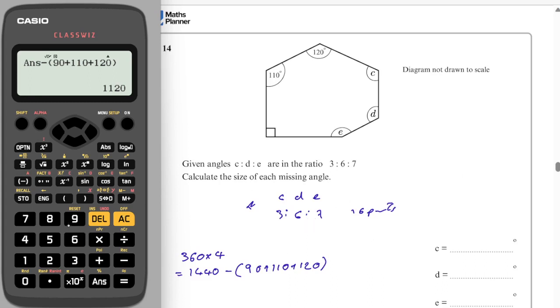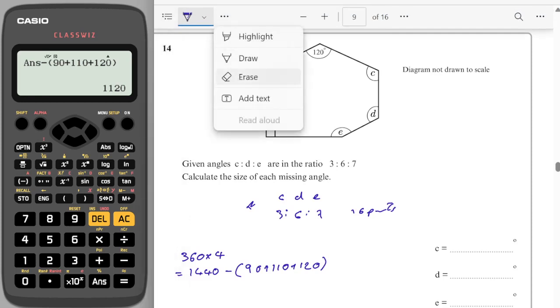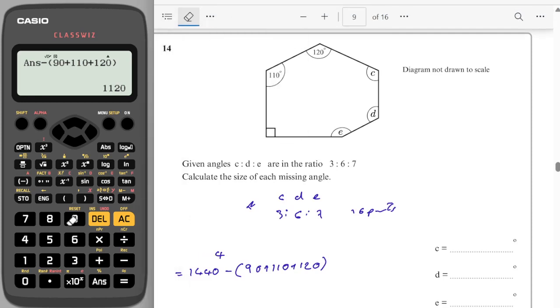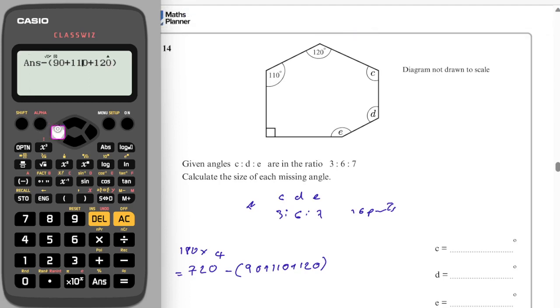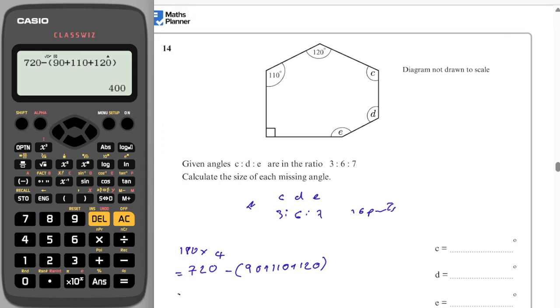So 1, 2, 3, 4, 5, 6. So I could see that I'd made a mistake. It took me a while to spot what mistake I'd made there. That's 180 times by 4, not 360 times by 4. Let's try that again. So that's going to be 720. So if we go back and do this, just way too big. So 720 minus that would give me 400. That sounds more like it.